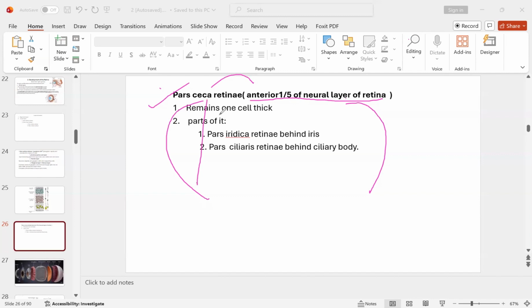Pars ceca retinae remains one cell thick, and the parts of it are number 1 pars iridica retinae and number 2 pars ciliaris retinae. Pars iridica retinae is behind the iris or it is covering the posterior aspect of the iris. Pars ciliaris retinae is behind the ciliary body or it is covering the posterior aspect of the ciliary body as I mentioned early in the lecture.